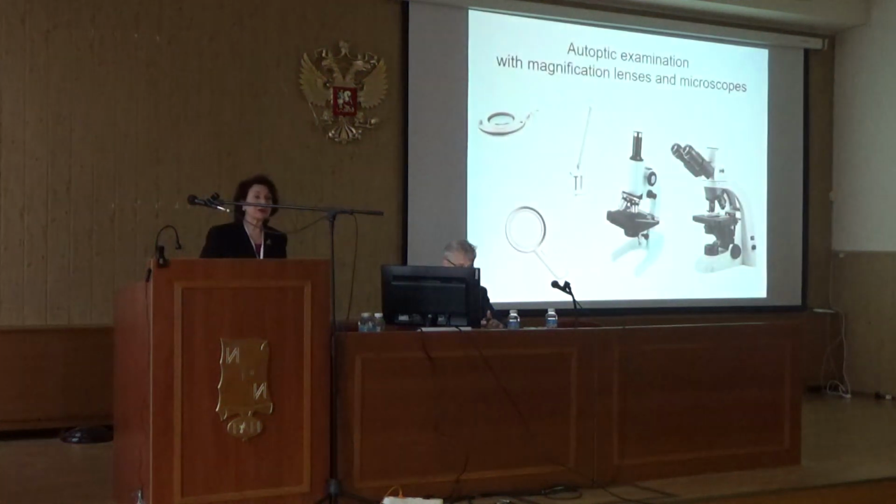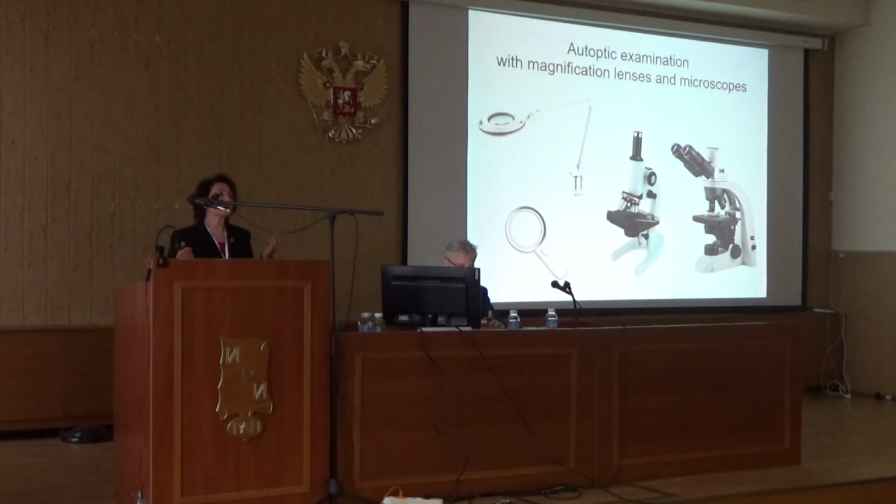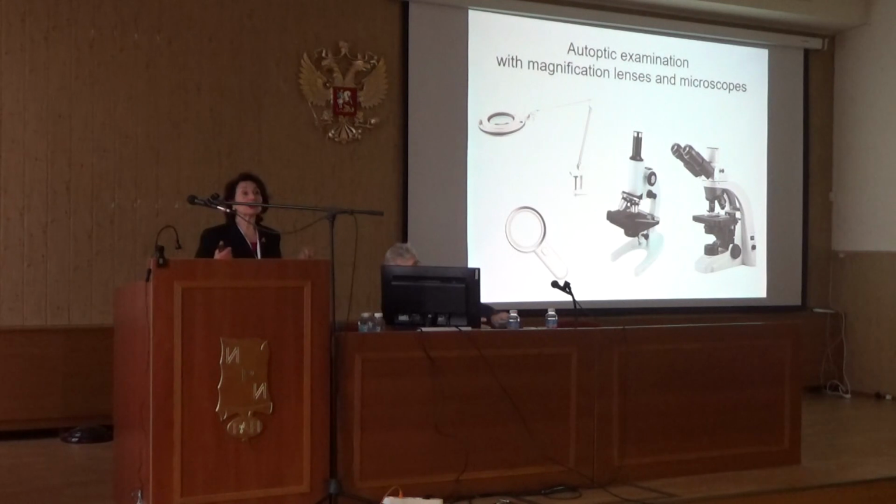What do we do first when we have objects made of metal? The first thing to do is, of course, the autoptic examination with my eyes first, looking for details, looking for traces of working, traces of use, for example, and then we pass to better tools like lenses or microscopes in general.